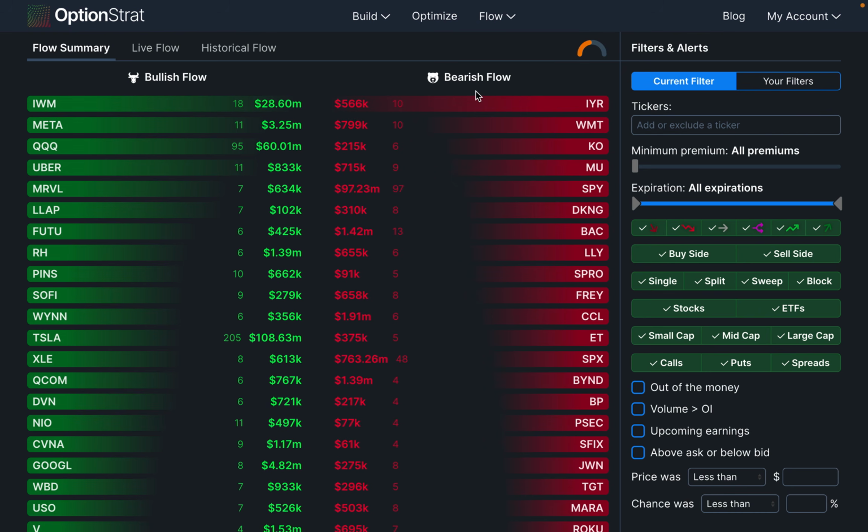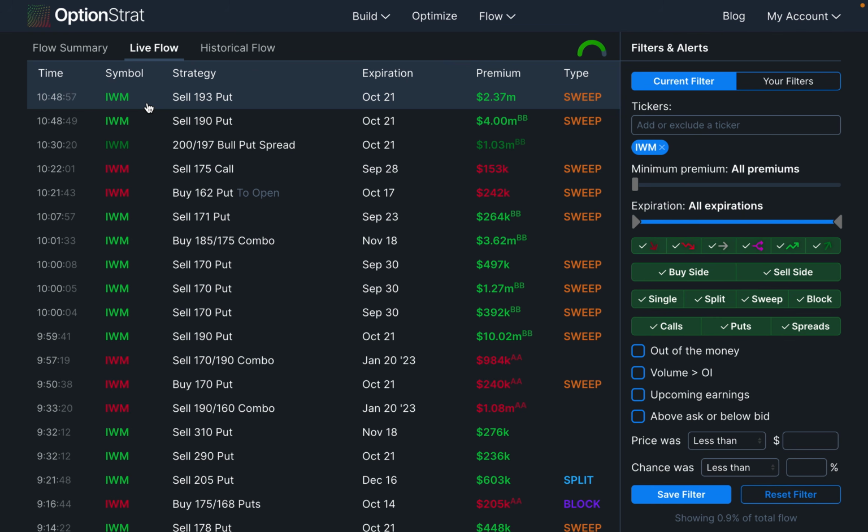Same thing with the bearish flow side, right? So again, do not just come in here and blindly place a trade because you see this. Now, what we can do here is we can actually click on this. So let's go ahead and click on this one, for example. This will actually then show us those trades made here today on IWM.